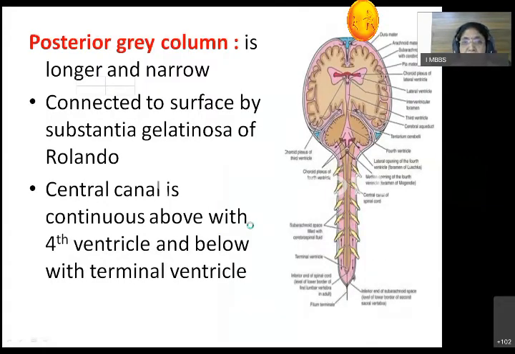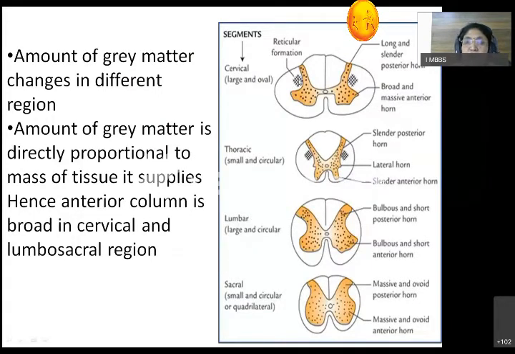Here you can see this is the anterior horn and this is the posterior horn. The anterior horn is broad, whereas the posterior horn is long and elongated. This long and elongated posterior horn is connected to the surface of the spinal cord with the help of a gelatinous substance called the substantia gelatinosa, which is a translucent neural tissue.